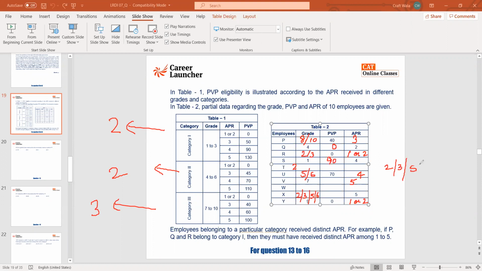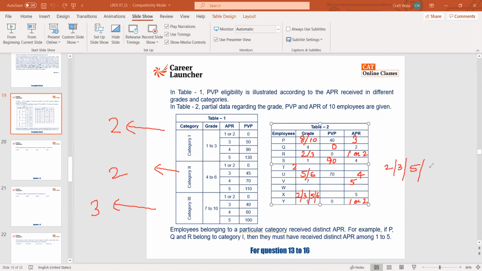Can I give 5 here? Let's see. If I give 5 here, what will happen? This guy wants only 5 or 6. So if 5 is given here, I have to give U as 6. If U is given 6, then 5 and 6 both are gone. That means you have to give 2 or 3 here. So you give either 2 here, then you have to give 3 here, or 3 here, then you have to give 2 here. That means 5 is also possible.